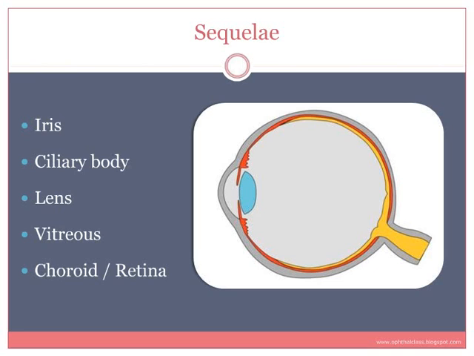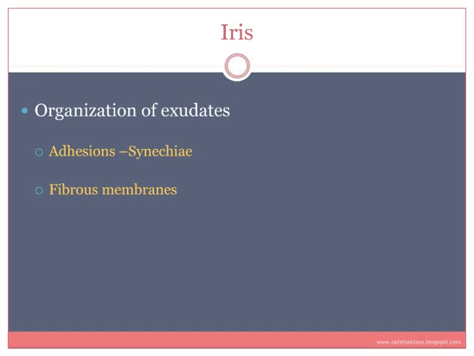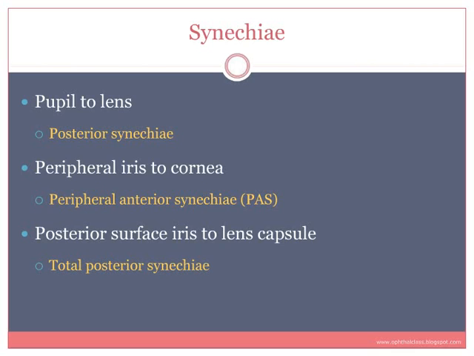the chorioretina. Iris. Organization of the exudates in the iris can result in adhesion of the iris to the neighboring structures. An adhesion of the iris is called synechiae. It can be anterior to the cornea or posterior to the lens. The exudates can also organize as fibrous membranes. When the pupillary margin adheres to the lens, we call it posterior synechiae. The sticky iris can also stick to the anterior part, that is the cornea, at the angle where it is closest to the cornea. This is called the peripheral anterior synechiae.